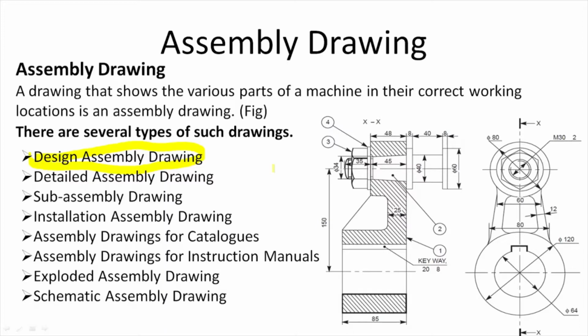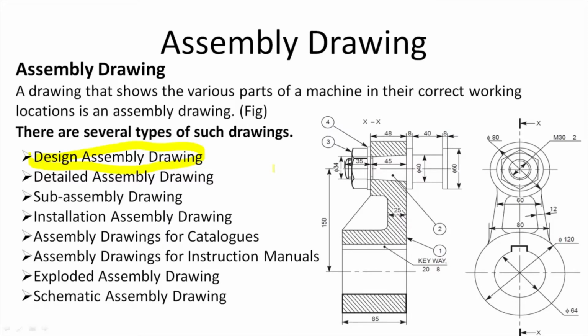Next is a detailed assembly drawing. It is almost similar to the design assembly drawing, but in a detailed assembly drawing you need to get detailed information of every component which is to be there in a particular machine or a system. Next is a sub-assembly drawing. A sub-assembly drawing is just a part of an assembly drawing. If a machine is a combination of n number of parts, then you need to go for sub-assembly drawings.